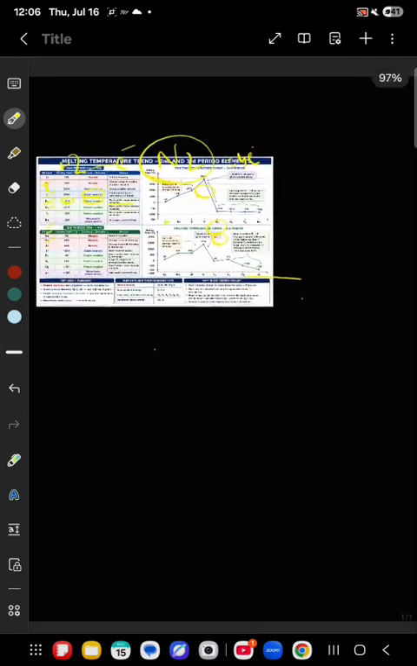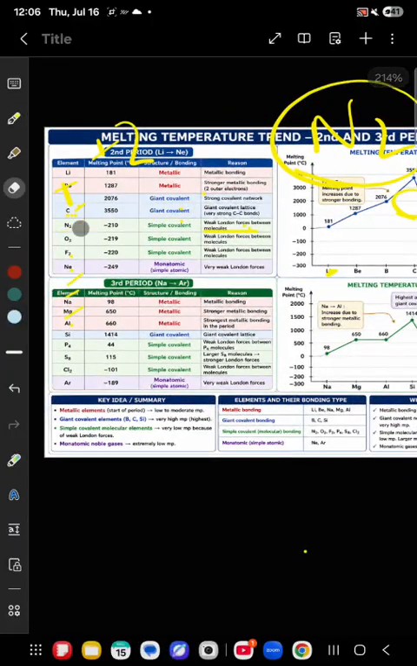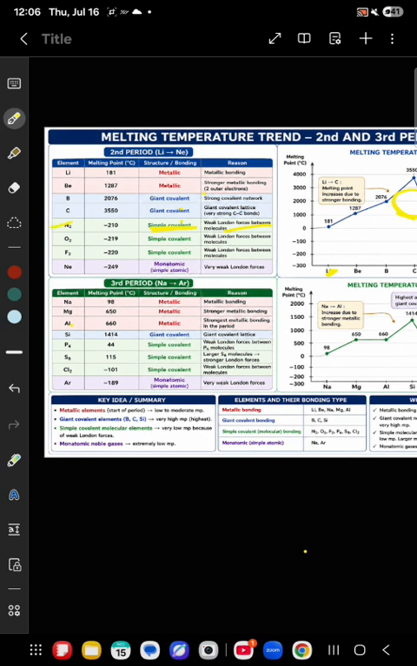As I tell all of my students, melting temperatures are also related to intermolecular forces. So you can give the reason that nitrogen forms a simple covalent molecule, and in this molecule they have weak London forces, because nitrogen is a non-metal and we know that non-metals have weak London dispersion forces. Now we come to oxygen, then fluorine, then neon. You can see that their melting temperatures are below zero. So melting temperature is decreasing after carbon.